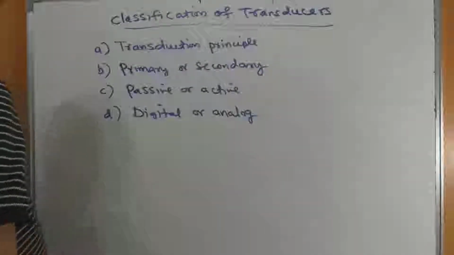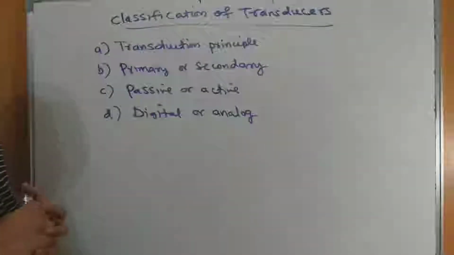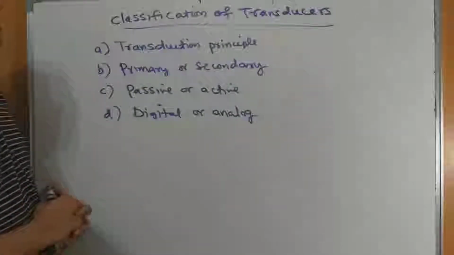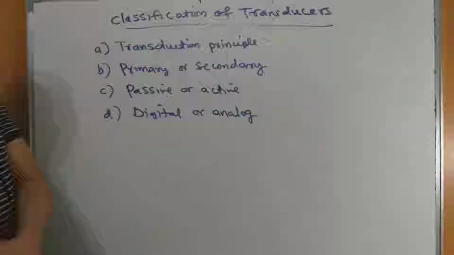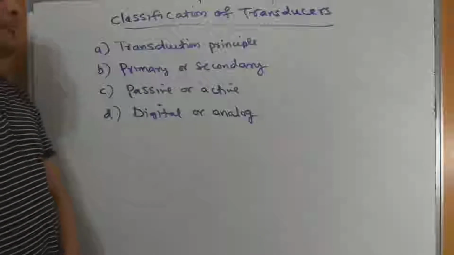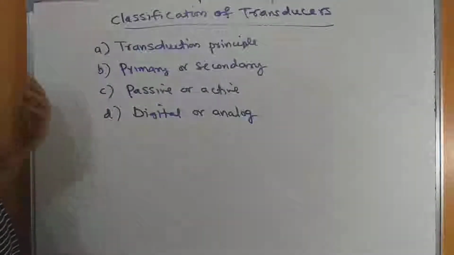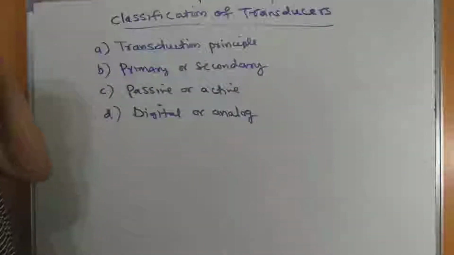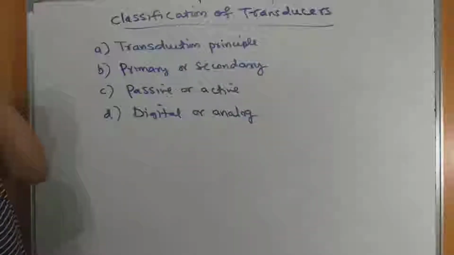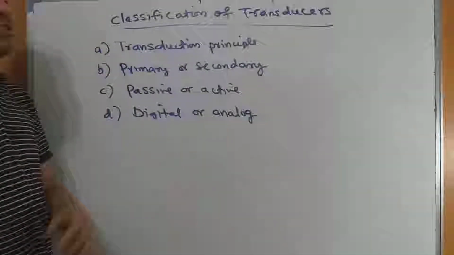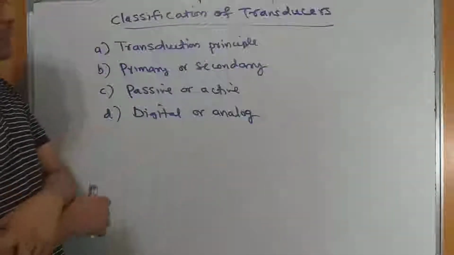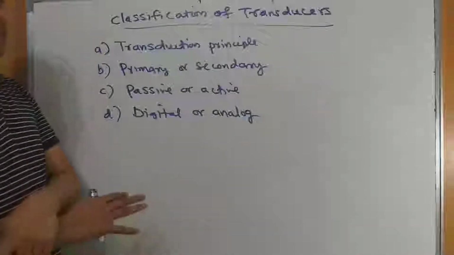Now we will move on to the second subtopic, which is the classification of transducers. Transducers are basically classified based on the following. Number one, in this particular slide, you'll find the transduction principle: the method that is involved, what kind of transformation is going to take place.